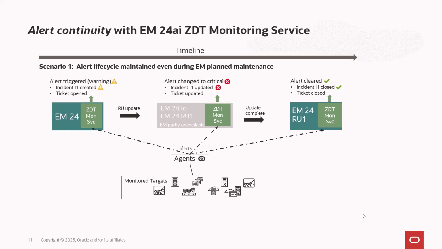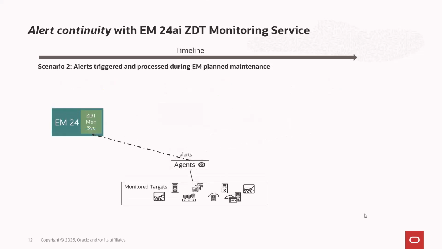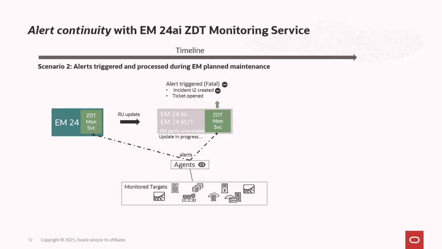Let me walk you through another scenario with the ZDT monitoring service. Okay, so we start with EM 24, and let's say you update to 24 RU1, and during this update, you receive a fatal alert. And the ZDT monitoring service will receive the fatal alert, which could result in opening of an incident and also opening of a ticket as well.